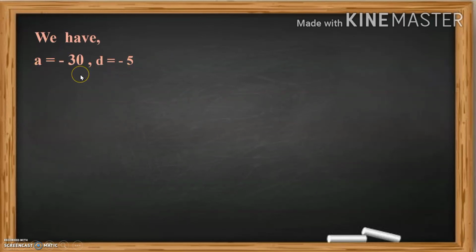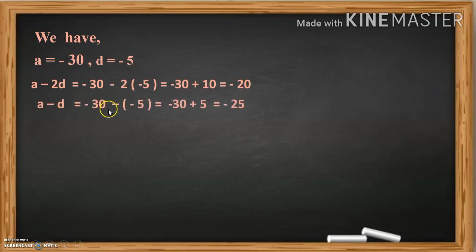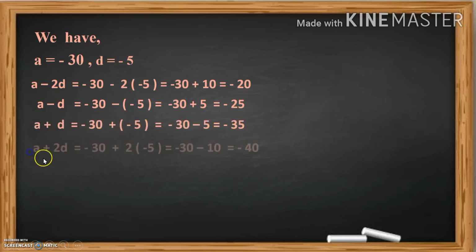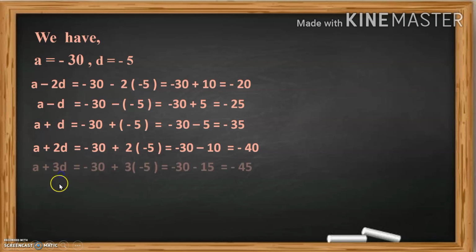Now using this, we can get the temperatures of the week. We start with the temperature on Monday, that is A minus 2D equal to minus 30 minus of 2 into minus 5, which is equal to minus 30 plus 10. Minus into minus is plus, and which gives you minus 20. Similarly, A minus D will be, when you substitute, you will get as minus 25. A plus D you will get as minus 35, A plus 2D you will get as minus 40, and A plus 3D is equal to minus 45. So these are the temperatures of the remaining 5 days. Wednesday's temperature we already know, it is minus 30.